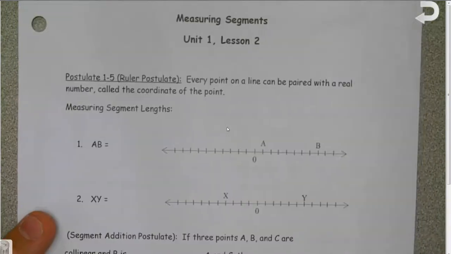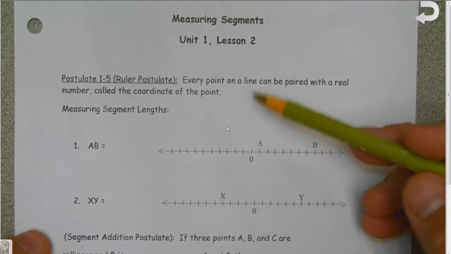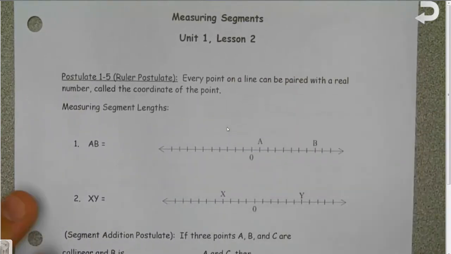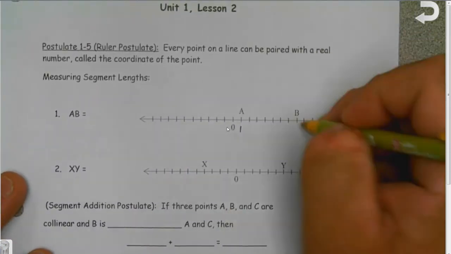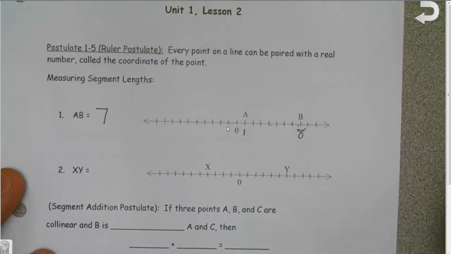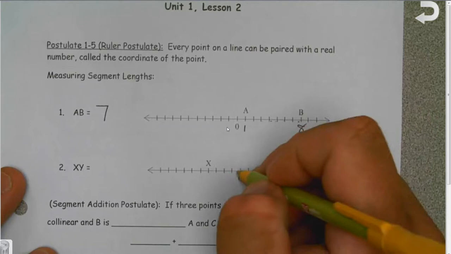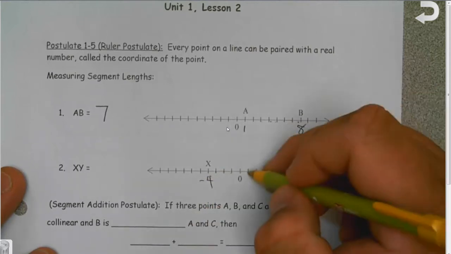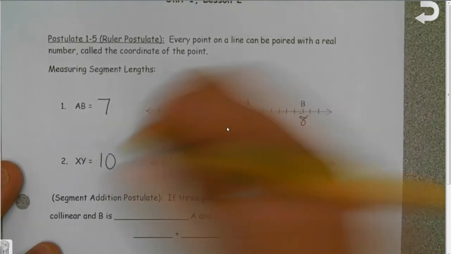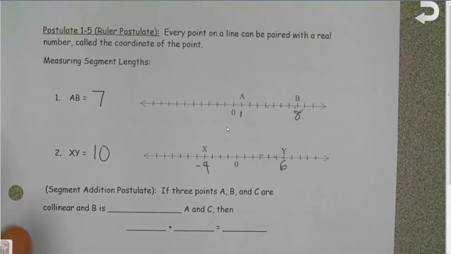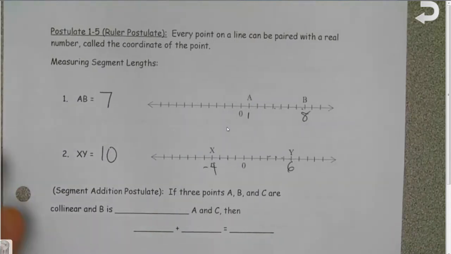Yesterday's lesson we talked about a rule or a postulate. Every point on a line can be paired with a real number called a coordinate. And so if you are measuring segment length, and this should be a review, if A is at 1 and B is at 8, then the length of segment AB is 7 units. If X is at -4 and Y is at 6, then the length of XY is 10 units. It should be pretty straightforward, a pretty easy review for you guys. I have a couple problems for you to work on in the workbook.